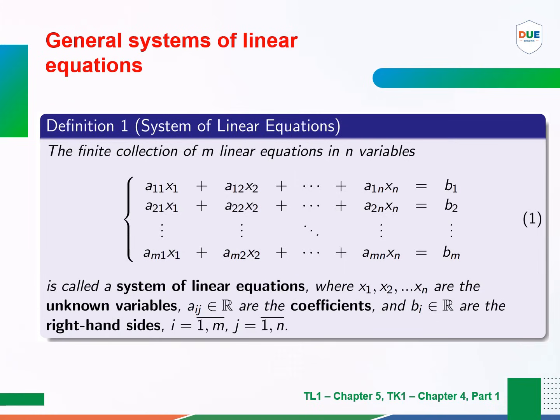We begin with the general definition of a system of linear equations. A system consists of m linear equations involving n unknown variables, x1, x2, xn. In each equation, the numbers a_ij are called the coefficients. The first index, i, identifies the equation, while the second index, j, identifies the variable. The values b1, b2, bm on the right-hand side are called the right-hand side constants. So, in general, a linear system may contain a different number of equations and unknowns. Our goal is to determine values of the unknown variables that satisfy all equations simultaneously.